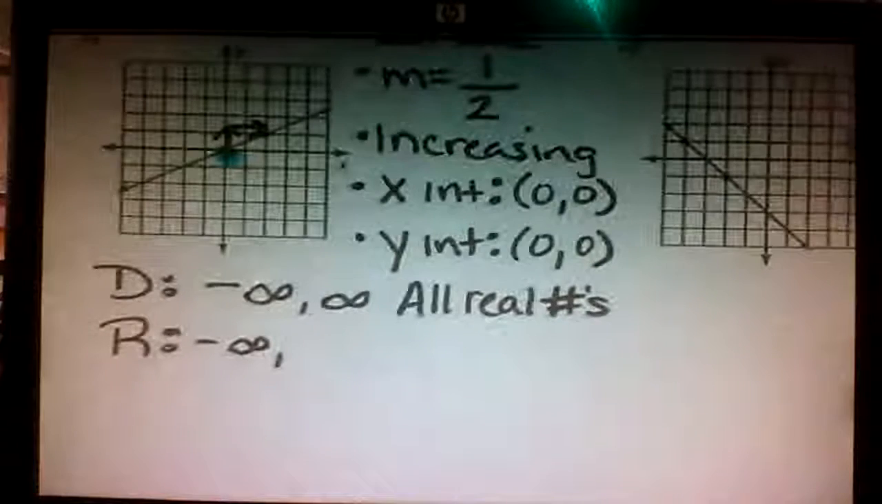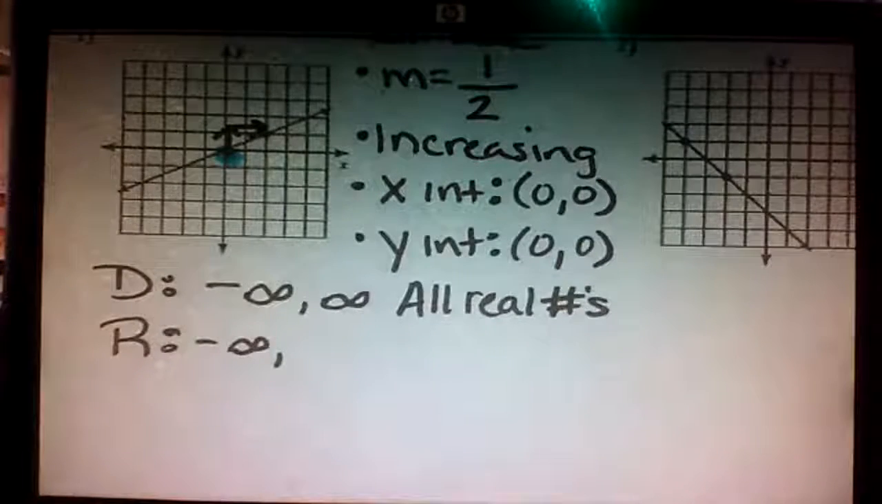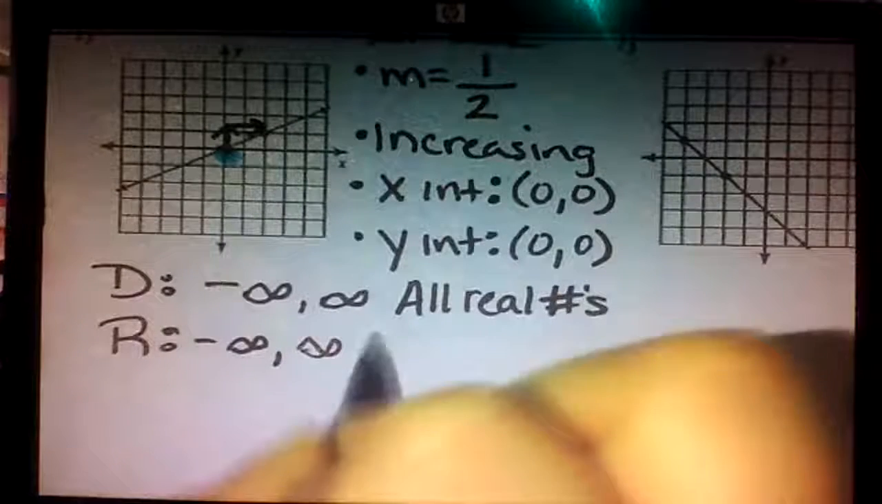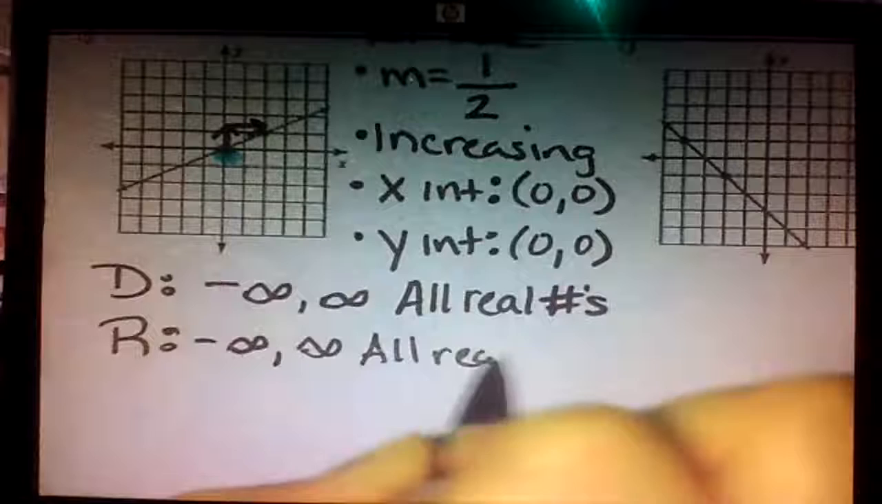On the other hand, the right-hand side is going up to the right, up to the right, up to the right. So what's happening when I'm going up? Is it going to stop? No. So it's positive infinity. Or again, all real numbers.